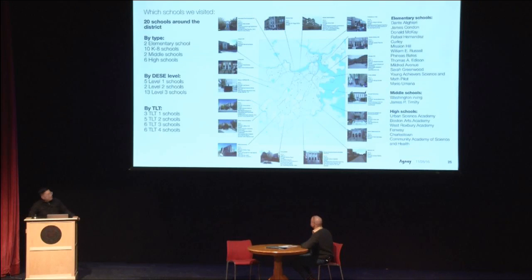We tried to do a broad survey. So just to give you some background, Boston has about 128 schools from kindergarten through elementary schools, all the way up through high school vocational schools.